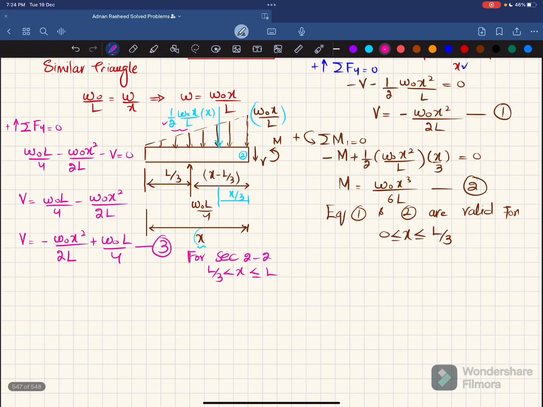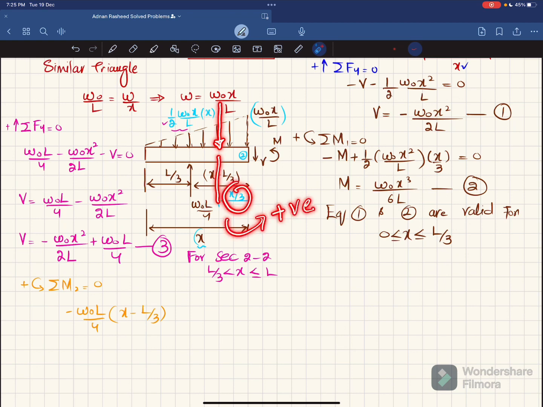Now you'll find moment by using the equation of equilibrium, that the sum of all moments about point T is equal to 0, taking the counterclockwise moment as positive. So about point T, the first moment is due to this W naught L by 4, and the perpendicular distance is x minus L by 3. This is producing clockwise moment, so it will be negative. So I will write minus W naught L by 4 into the perpendicular distance x minus L by 3. The second moment will be due to this load, and the perpendicular distance is x by 3, and it is producing counterclockwise, so it will be positive.